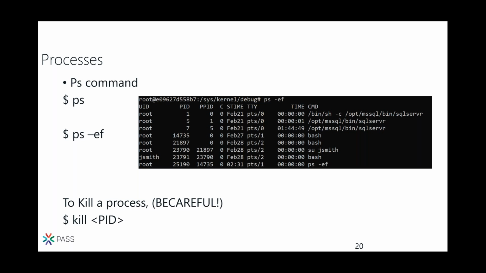We can also kill a process using the kill command. So I can say kill, choose a PID, and kill it. If I do kill 5, it would actually bring down your SQL Server environment. Same thing with kill 1. If there's something very, very wrong and you needed to kill it and it was not going down gracefully, you could do what's called the kill -9.